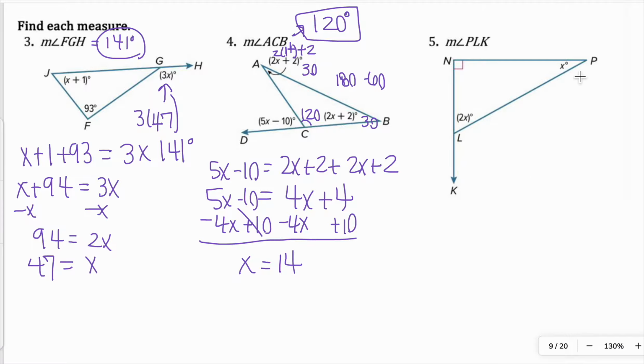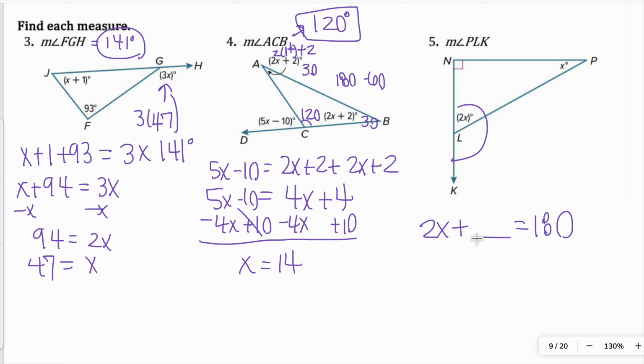Okay, and then PLK is my exterior angle. It looks like PLK is adjacent to PLN, and that could be 180 degrees. So 2x plus something else is equal to 180.